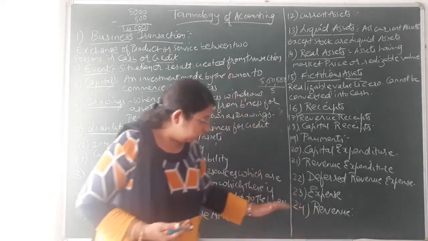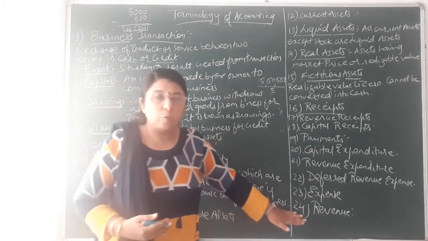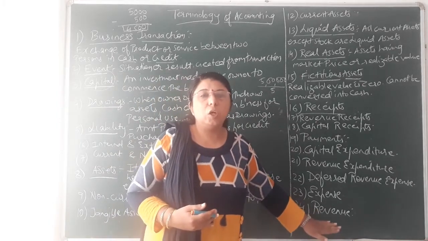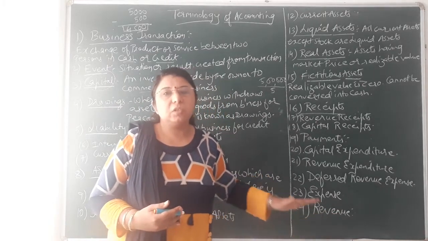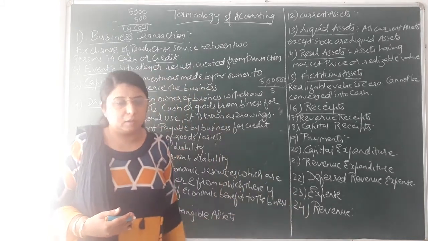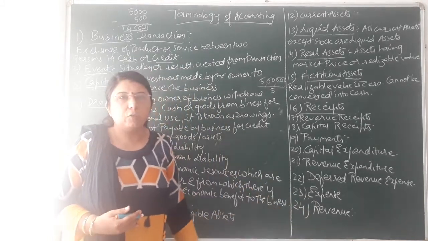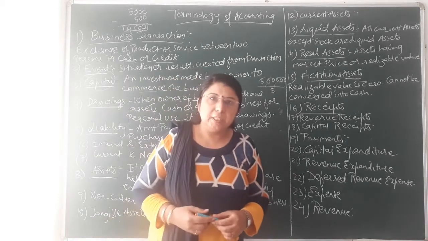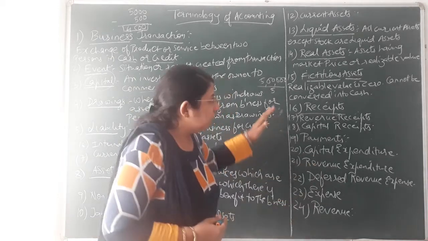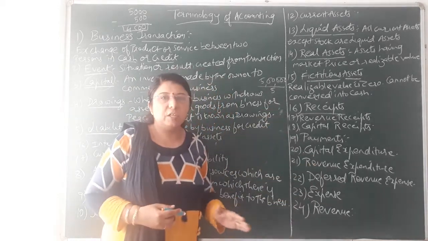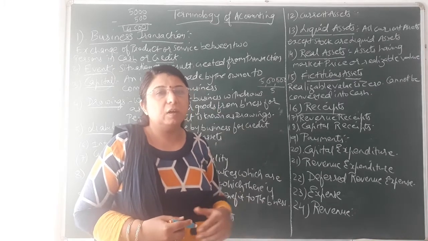So till now we have completed 24 terms or 24 terminologies of accounting. Still we have to go till 46. So nearly half of the terminologies we have completed. Do revise all these terminologies again by referring to your textbook together with the video lecture.